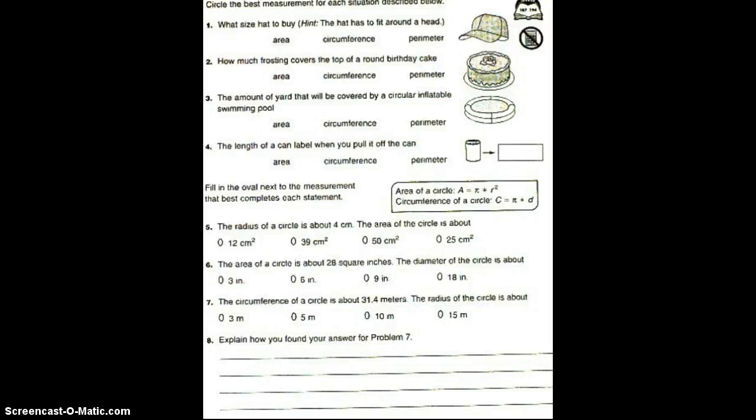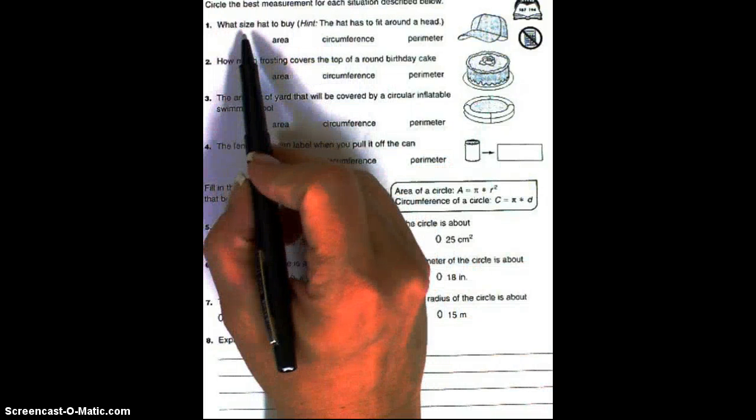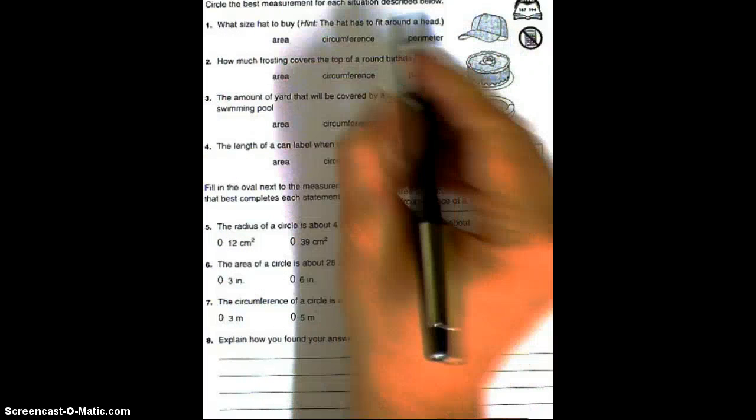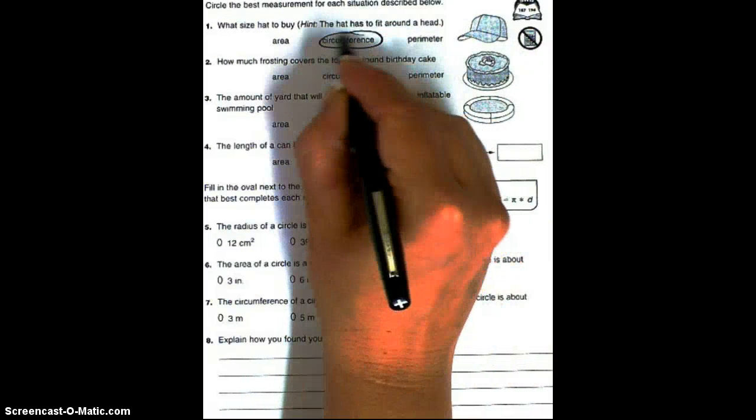Okay, fifth graders, so your homework tonight, we're talking about area and circumference of circles. The first one, it says what size hat to buy. We want to figure out the distance around the inside of the hat, so we're talking circumference on that one.